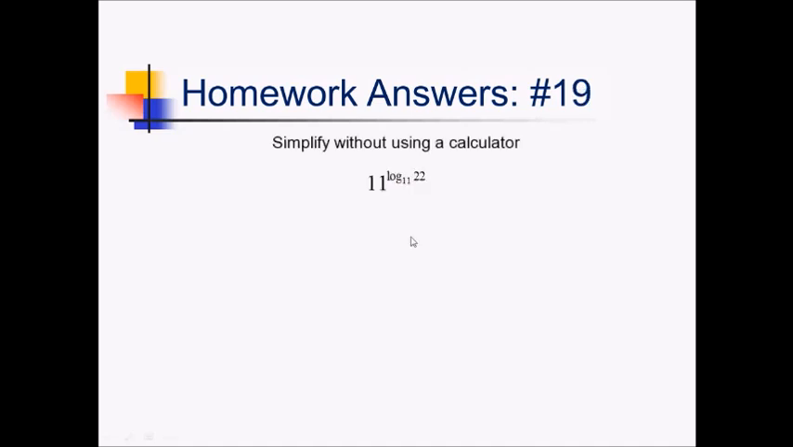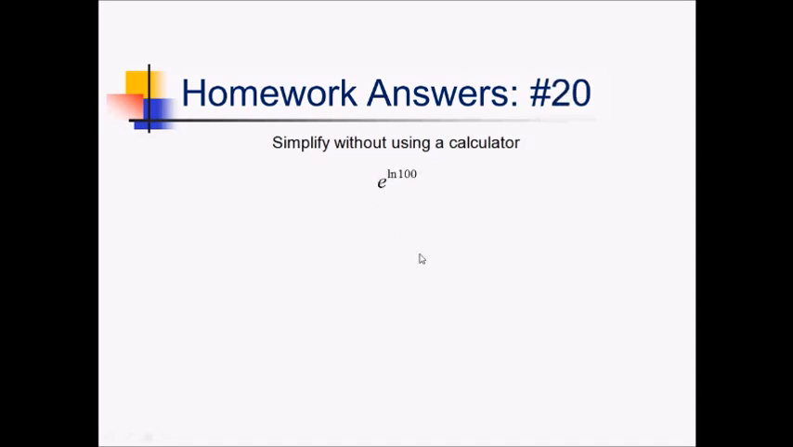For this problem, we're trying to figure out 11 to the log base 11 of 22. So what we're essentially doing is taking this expression here, log base 11 of 22, which is the number I need to raise 11 to get 22. We're taking the number I need to raise 11 to get 22, and we're actually just raising 11 to that number. So when I do that, I'm going to just end up with 22. So what's happening here essentially is these bases are canceling. So we just get whatever is inside the log.